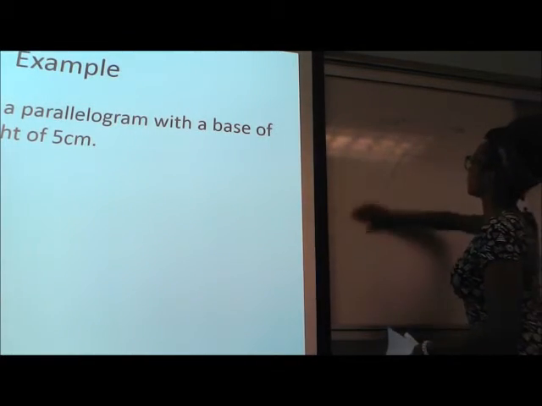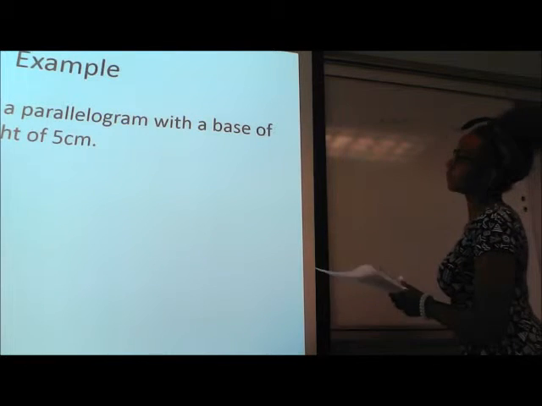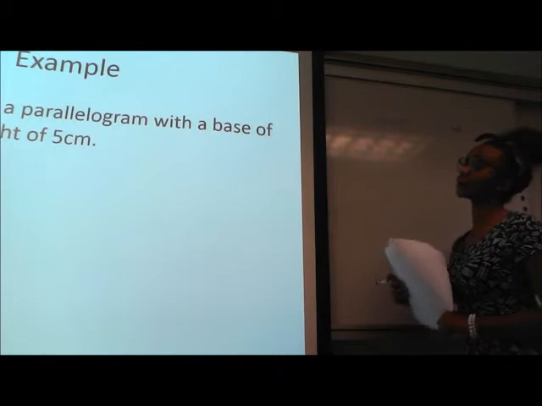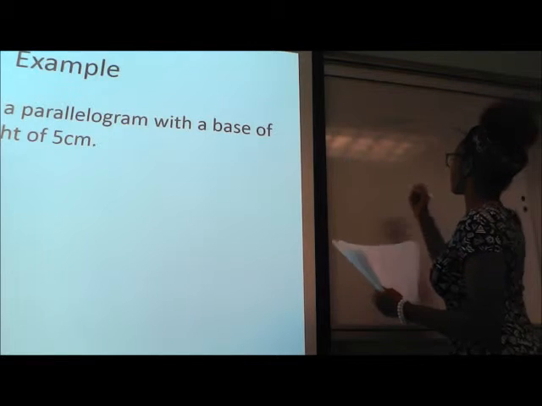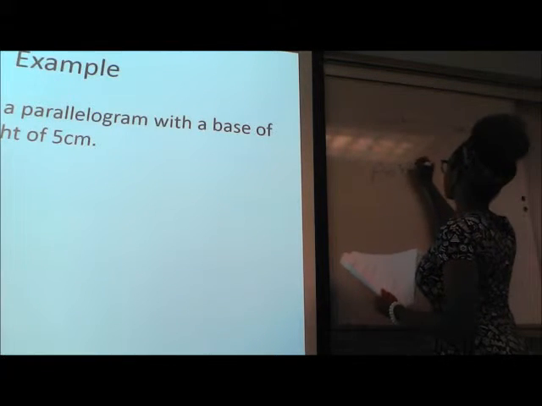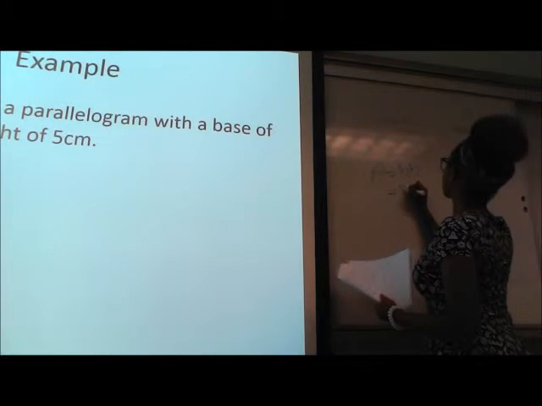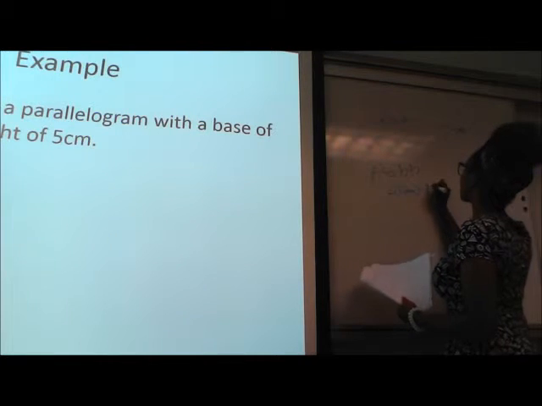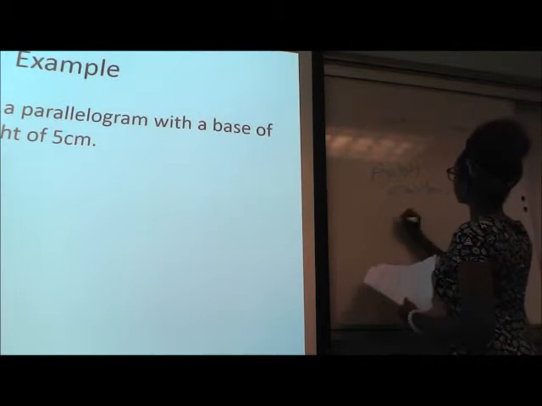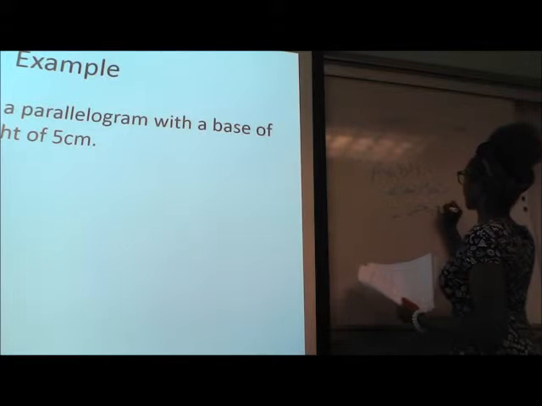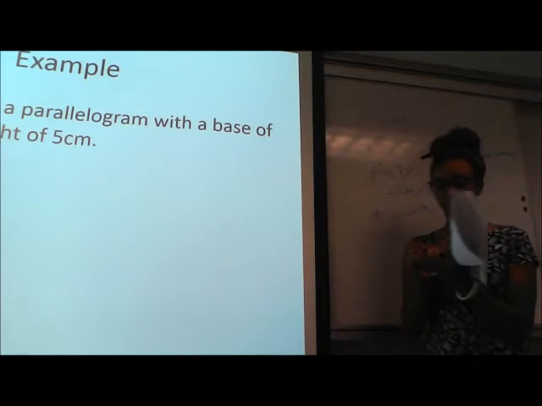All right, now we have the example. Find the area of a parallelogram with a base of 12 centimeters and a height of 5 centimeters. So A equals base times height. Your base is 12 centimeters and your height is 5 centimeters. 12 times 5 is 60. So you have 60 centimeters squared, and that's the area of the parallelogram.